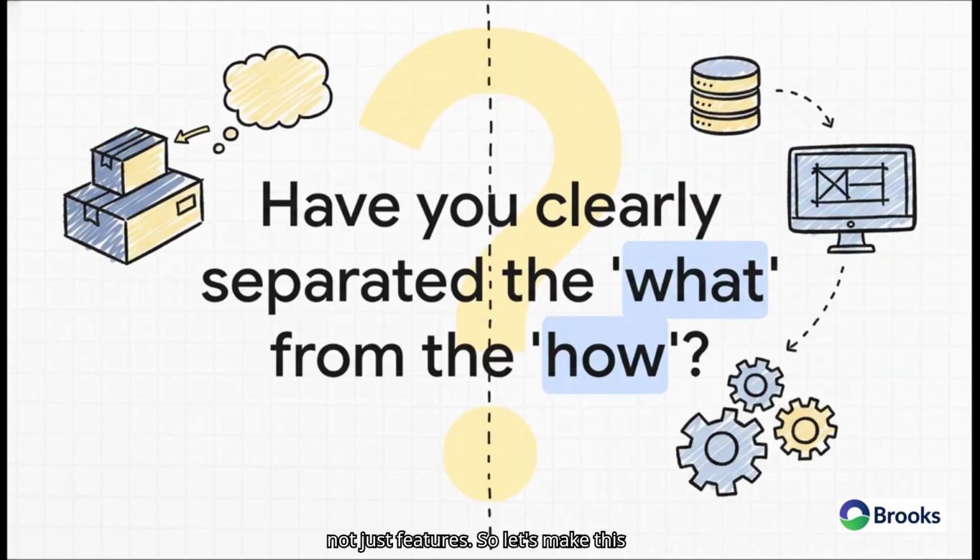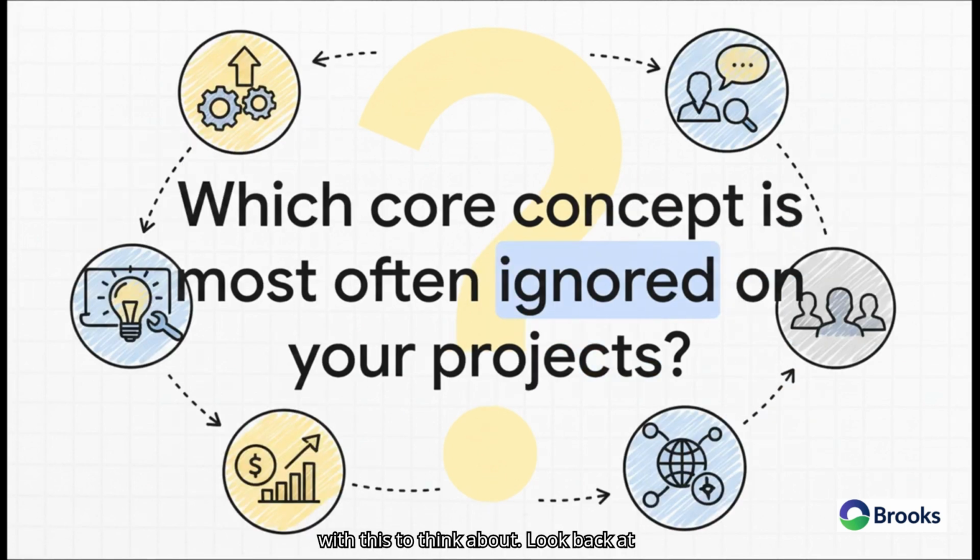So, let's make this personal for a second. Think about a project you're on right now. How clearly have you actually separated the what from the how? Are you already debating designs and mock-ups before everyone in the room even agrees on the fundamental problem you're trying to solve? And I'll leave you with this to think about. Look back at those 6 core concepts: change, need, solution, stakeholder, value, and context. In your world, on your projects, which one of those gets ignored the most? Because I guarantee you, the answer to that question could be the key to your next big win.